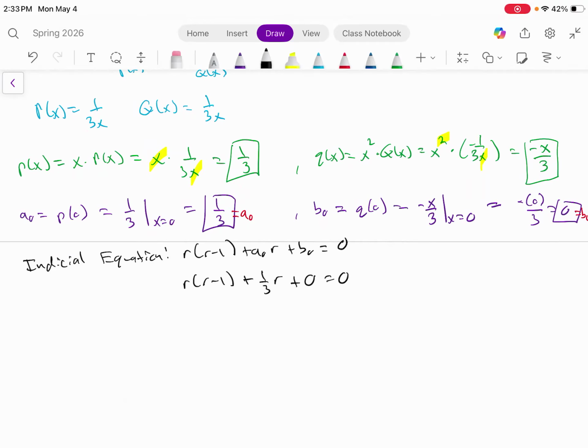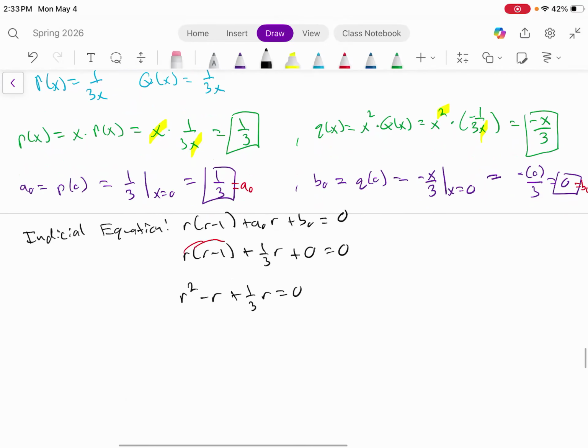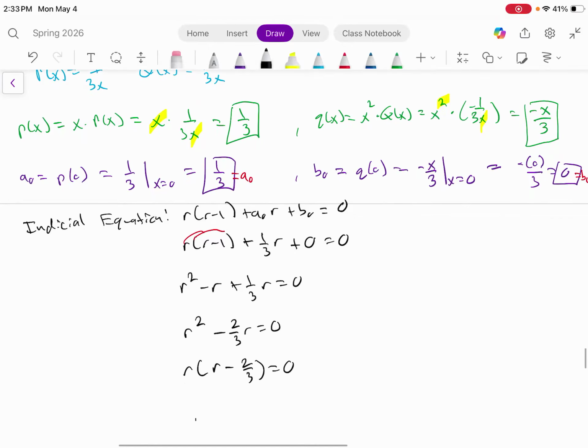And so this simplifies down by distributing the r. We get r squared minus r plus 1/3 r equals 0. Combine the negative 1 and the 1/3 r, so r squared minus 2/3 r equals 0. And we can just solve for r now. Let's factor out an r with r minus 2/3 inside. So that means r equals 0 and r equals 2/3.